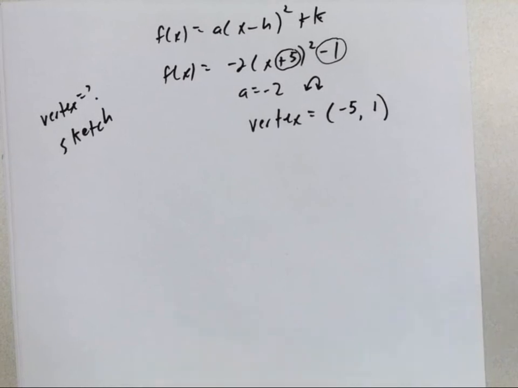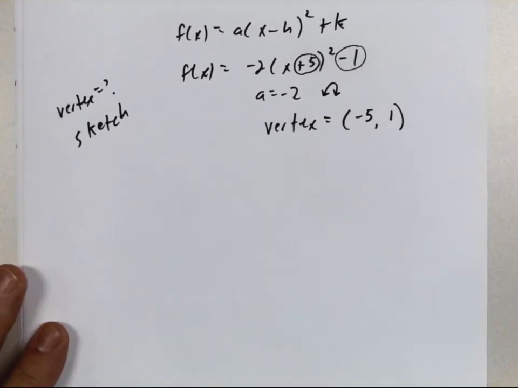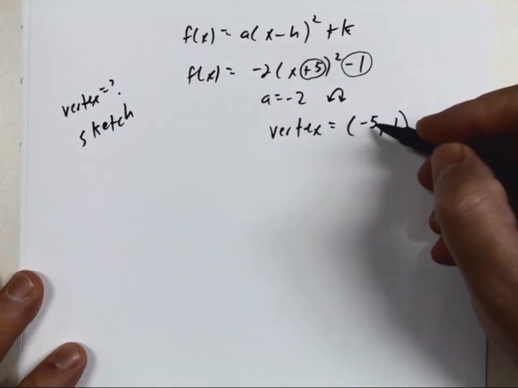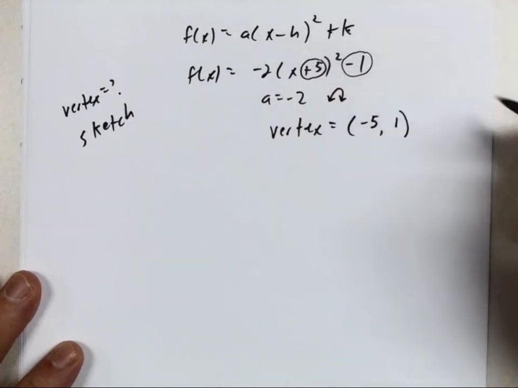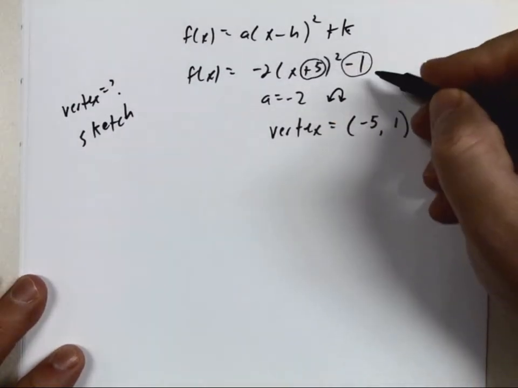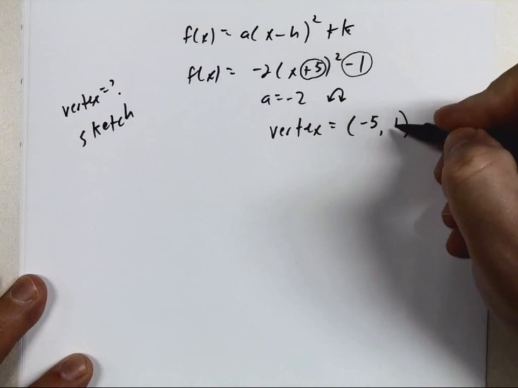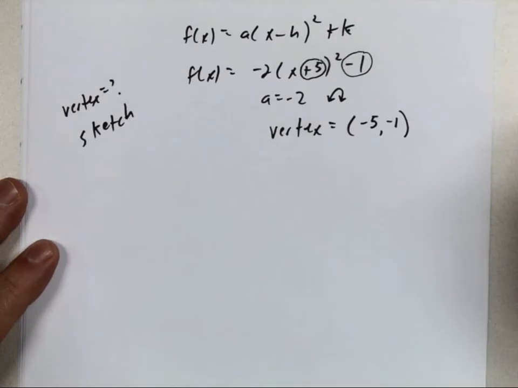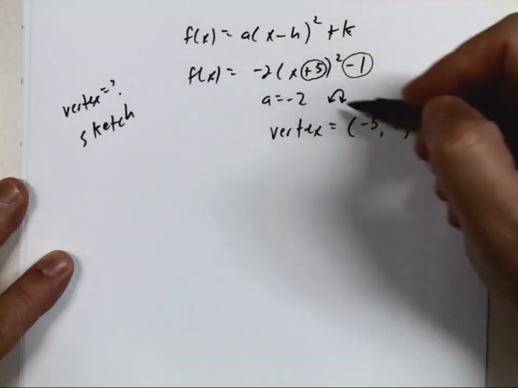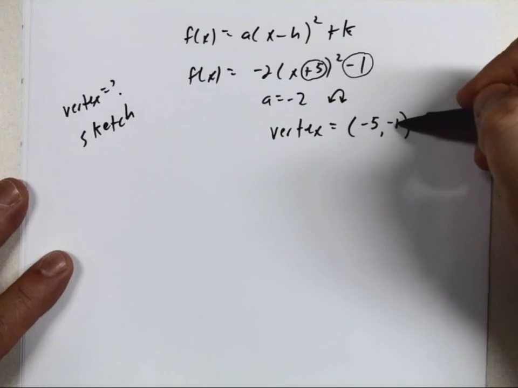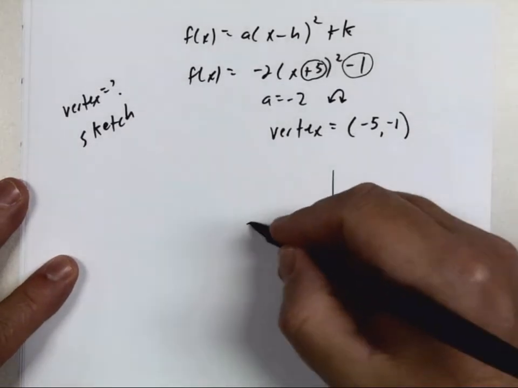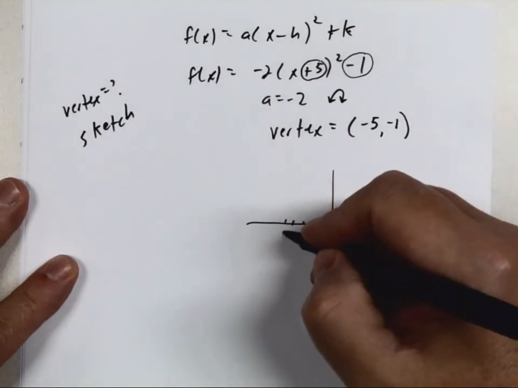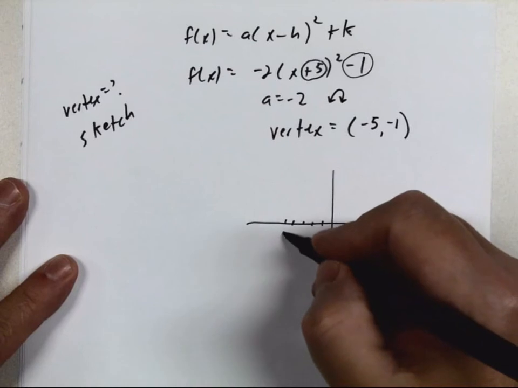Okay, let me go back to this. I was confused for a minute. What happens is, when you determine the h, you look at this and you do the opposite. And then the k is just what it is. So in this case, the h is the opposite, and the k is -1. So therefore, if you do a rough sketch, the vertex is at -5, -1, and it opens down.